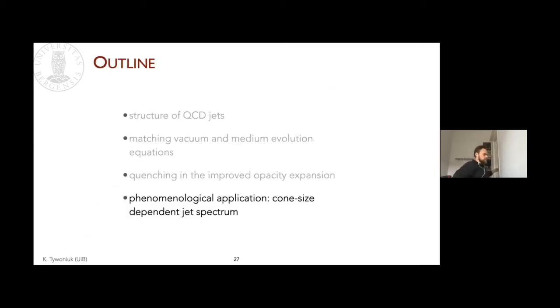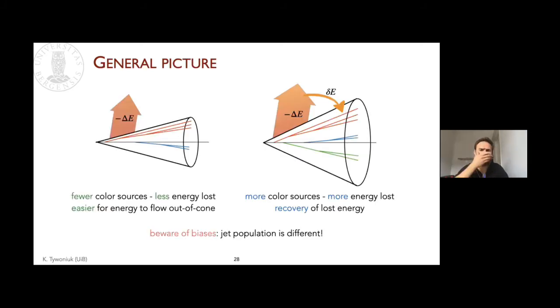So now let's go to the phenomenological applications of what I've been discussing, quickly, hopefully understandably. What we would like to do is apply all this physics of merging of hard scales of the jet and of the medium, and of the different dynamics of how the partons interact with the medium, to a concrete observable, which is the jet spectrum in heavy ion collisions, given at a given cone size. So the general picture we've been discussing so far is that you have all these partons, and you have to guess somehow, or do your best educated calculation of how many of these partons actually contribute to a certain energy delta E being produced out of the jet cone, transported out of the jet cone. If you have fewer color sources, you will have less energy lost.